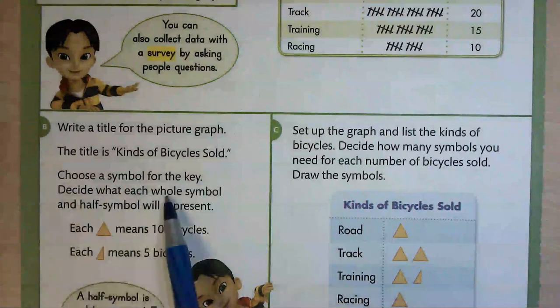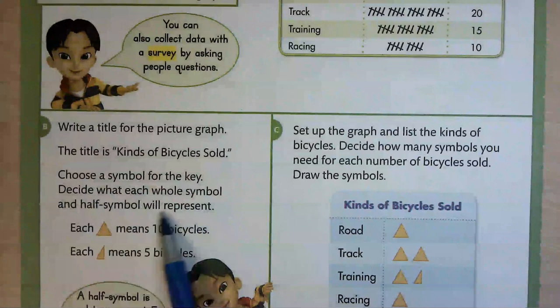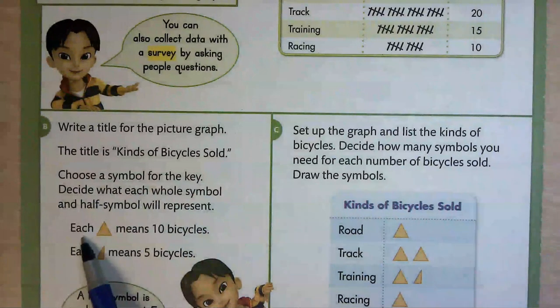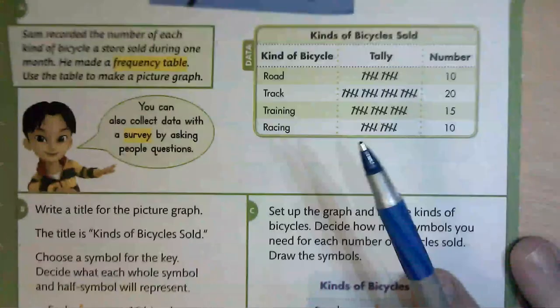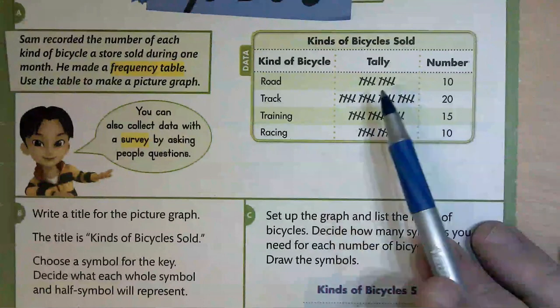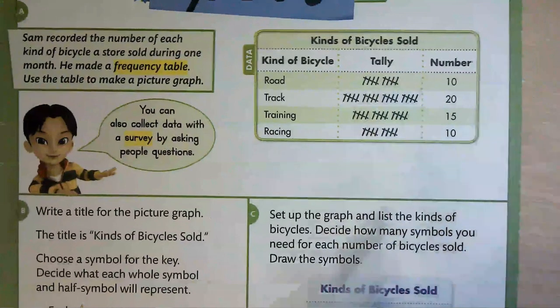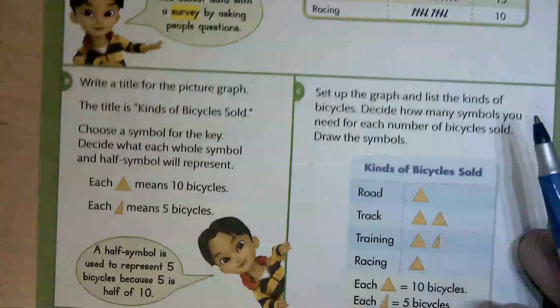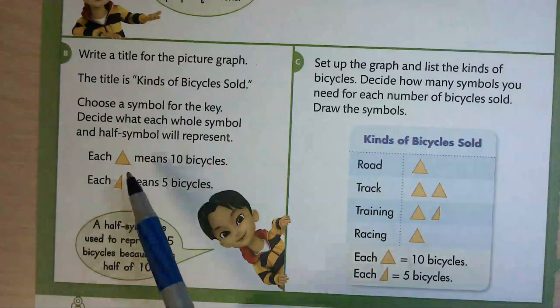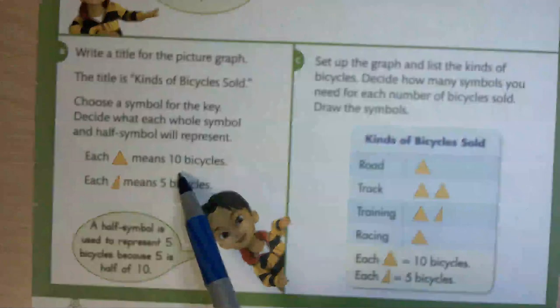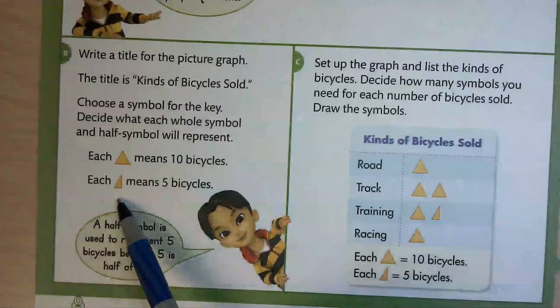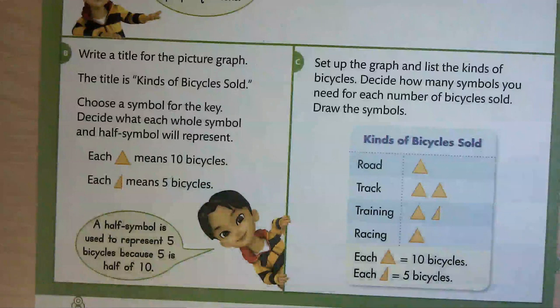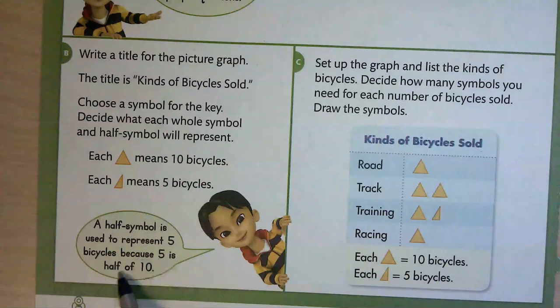So it says choose a symbol for the key. Decide what each symbol will represent and what a half symbol will represent. So in this case, they saw, ooh, we've got a lot of bicycles. So I don't want my symbol to equal 1. And they even went so far as to say, I don't even want it to equal 2. Nope. They wanted theirs, if it's a full triangle, it means 10 bicycles. And if it's a half triangle, it means 5 bicycles. And a half symbol is used to represent 5 because 5 is half of 10.